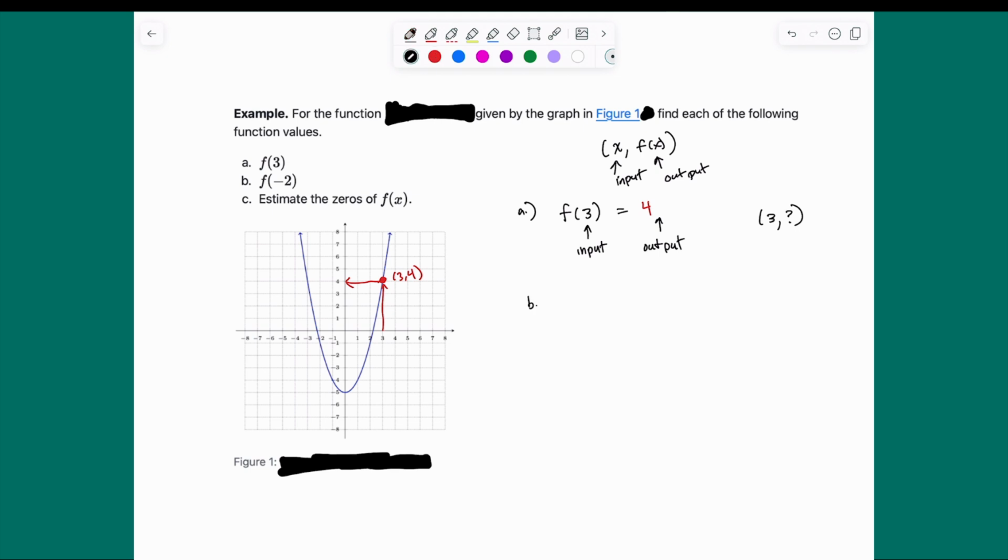All right, part B here. We'll have an input of negative 2 this time. And once again, we want to know what the output is. So we're looking for an ordered pair that looks like (negative 2, question mark), whatever that is. And so here's negative 2, follow it to the graph. Well, there's that point, and then go to the right to the y-axis. And you see that it's a value of negative 1 because that corresponds to the ordered pair (negative 2, negative 1).